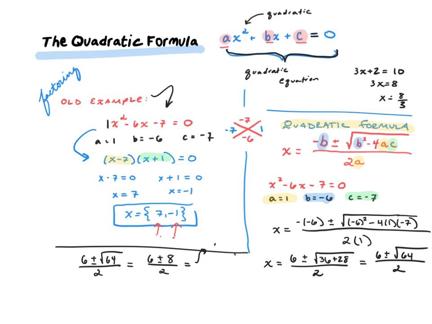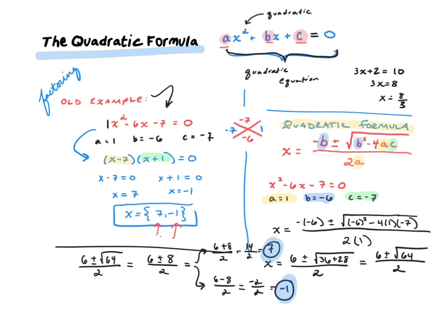So I'm going to get whatever 6 plus 8 over 2 is, and I'm going to get whatever 6 minus 8 over 2 is. All right. 6 plus 8 is 14, over 2 is 7. 6 minus 8 is -2, over 2 is -1. Look at that. I got my answers of 7 and -1 using the quadratic formula.